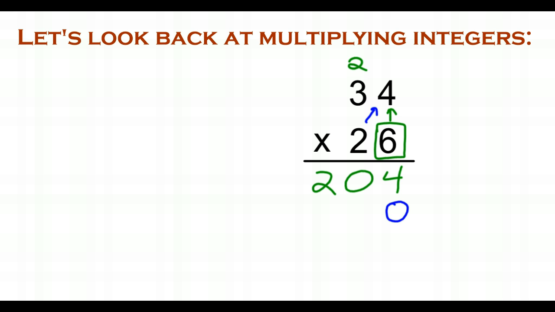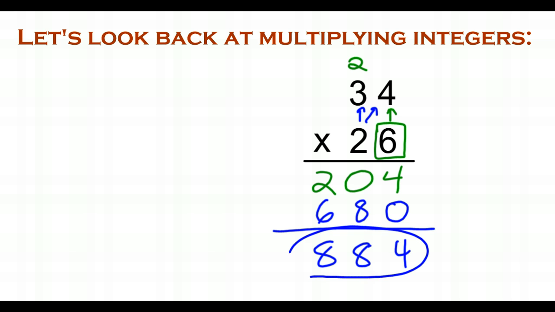2 times 4 is 8, and 2 times 3 is 6. So we have 884 as our product for 34 times 26. So that is just a very brief review of how we multiply integers, the processes that we use, etc.